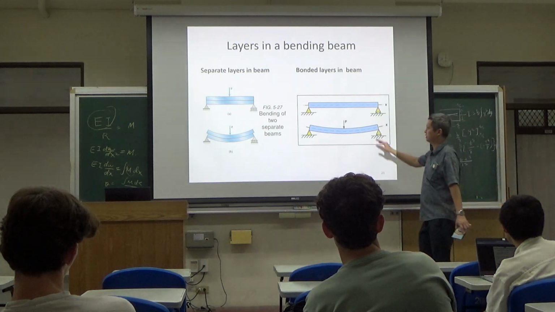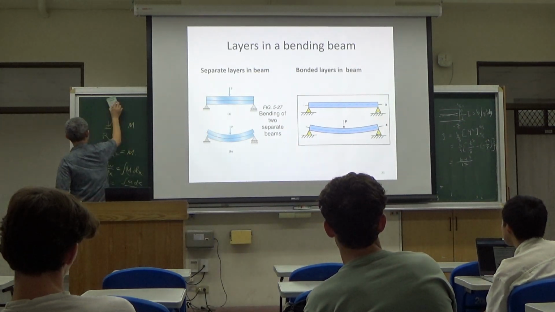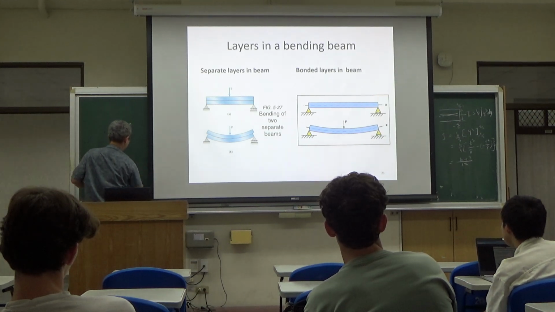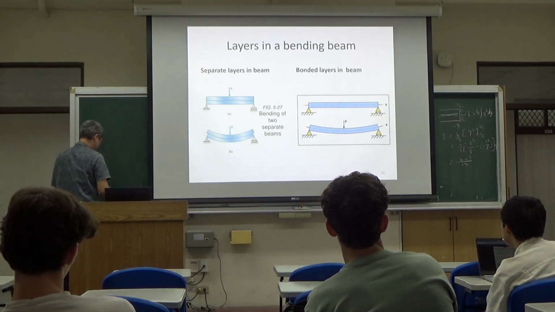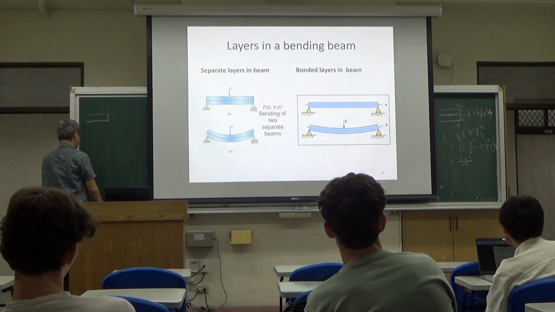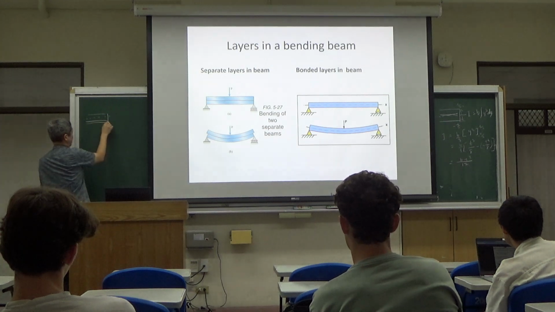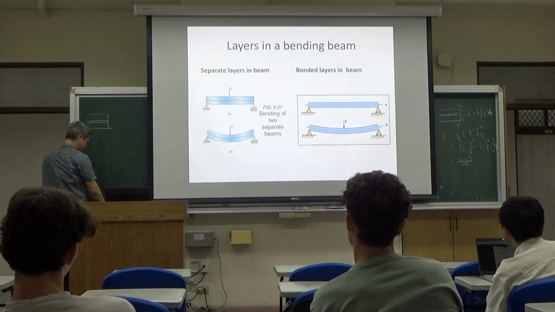On the other hand, how about the bottom one? The bottom one is two separate pieces. The neutral axes are different.